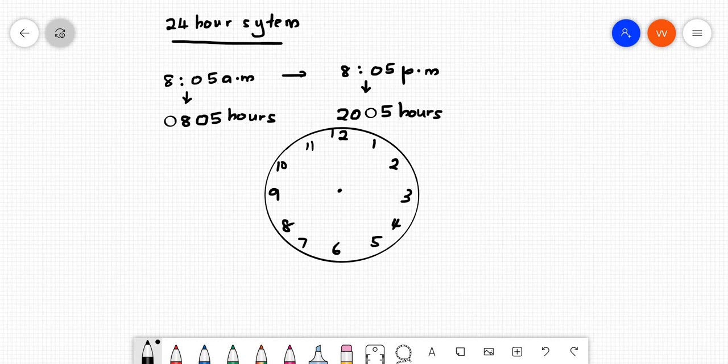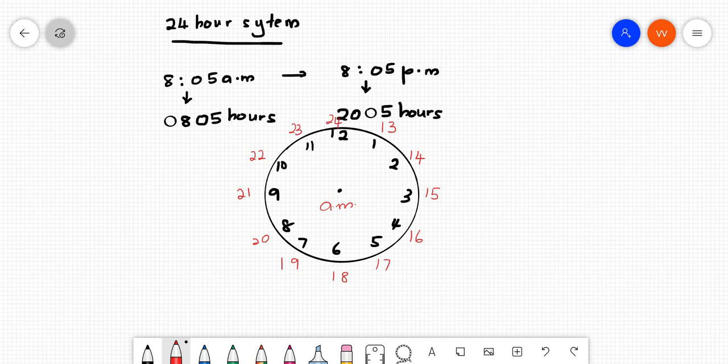When you see the clock like this, the times inside the clock show you AM time. The numbers inside the clock show you AM time for the 24-hour system. Now the teacher wants to teach you how to write the numbers after 12. This one will become 13, 2 will become 14, 15, 16, 17, 18, 19, 20, 21, 22, 23 and 24.